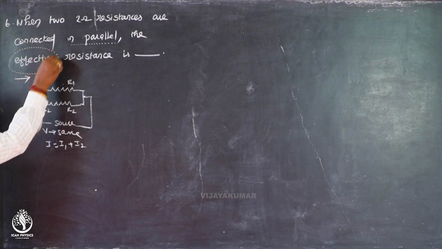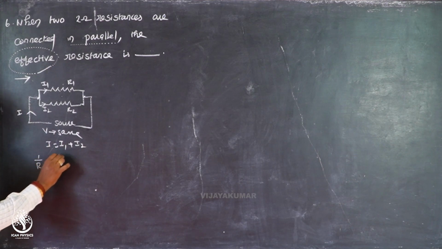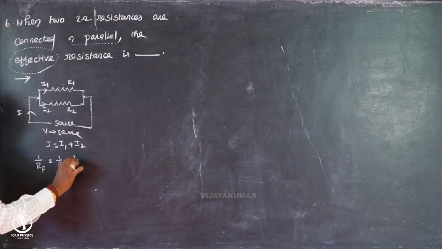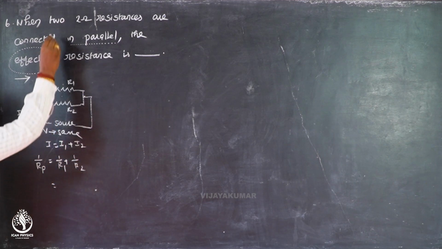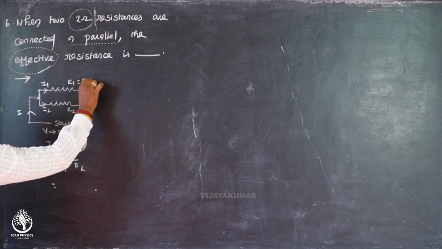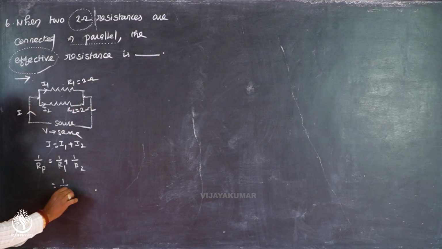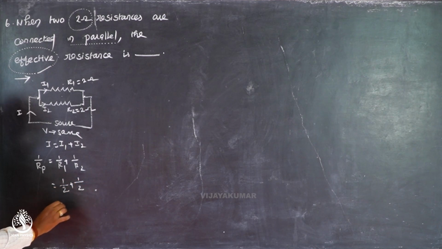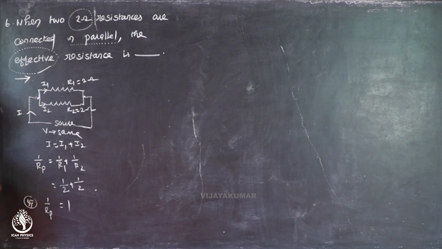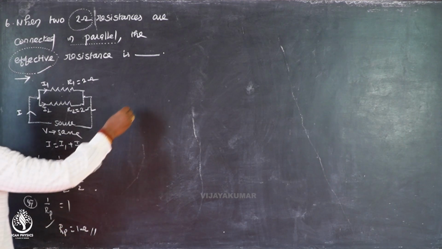Then what is the question? The effective resistance. For that we can use 1 by Rp equal to 1 by R1 plus 1 by R2. Now, what is the resistance of the first one? 2 ohm. What is the resistance of the second one? It's 2 ohm. So 1 by 2 plus 1 by 2, half plus half is 1, so 1 by Rp equals 1. Now I put an important sign: take the reciprocal of the value. So Rp equals 1 ohm. This should be our answer.